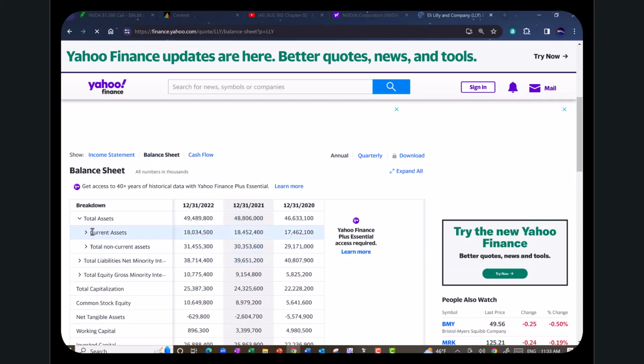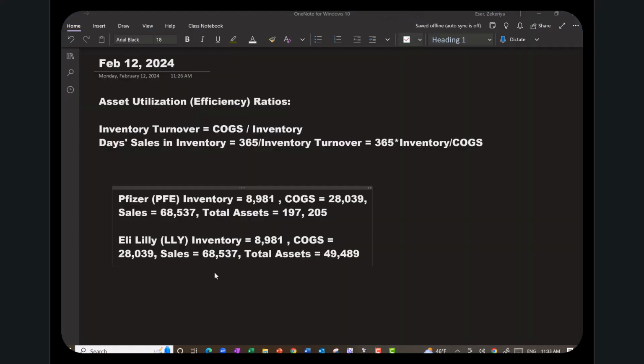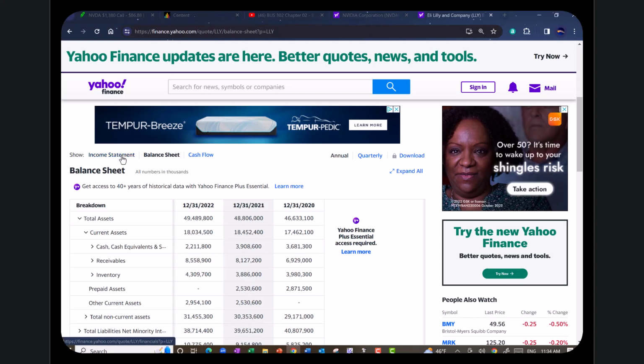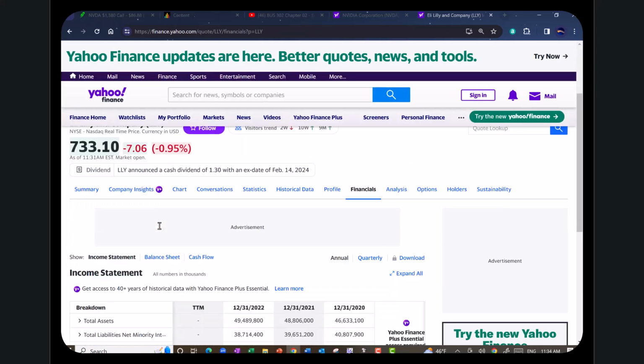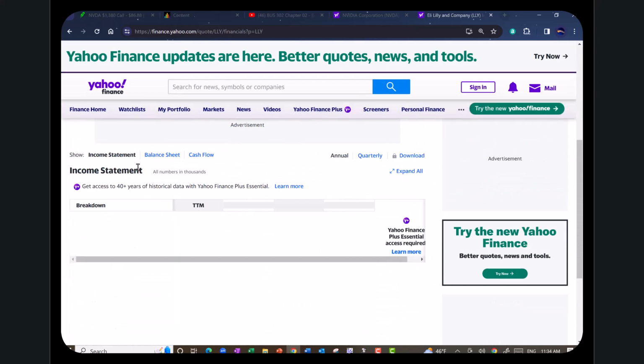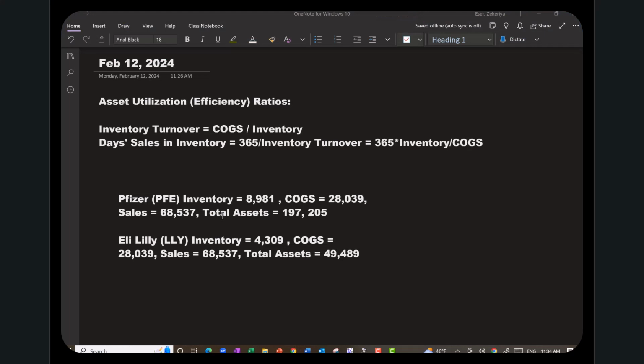Inventory 4309. I'm rounding down things. Let's go to income statements. Total revenue 32,072.